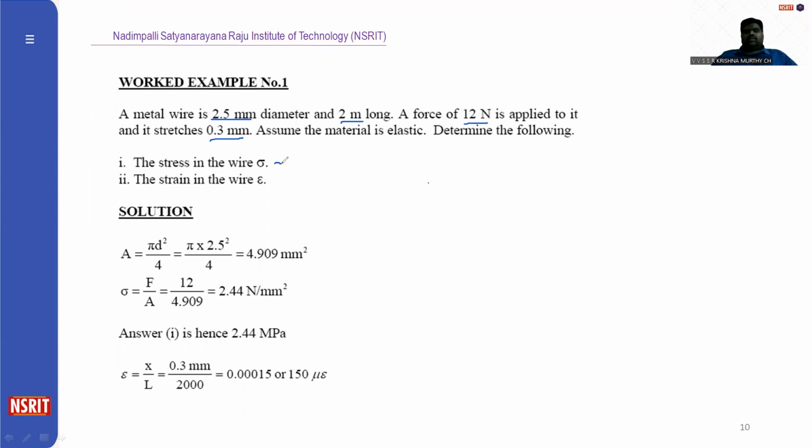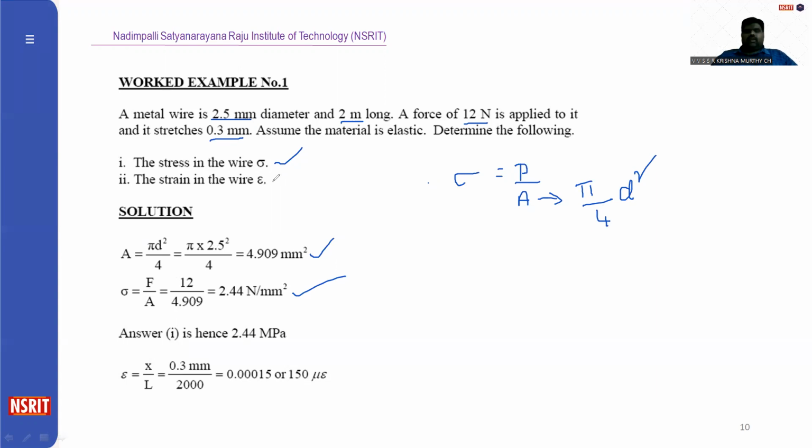We are asked to find the stress. We all know that stress is nothing but load by area. Here the load is given as 12 Newtons. As it is a wire, the cross-sectional area will be pi by 4 d square. The diameter is in mm, and I solved it in mm. So the area is 4.9 mm square, and sigma is equal to F by A, that is 12 by 4.9. So the stress is 2.44 Newton per mm square.